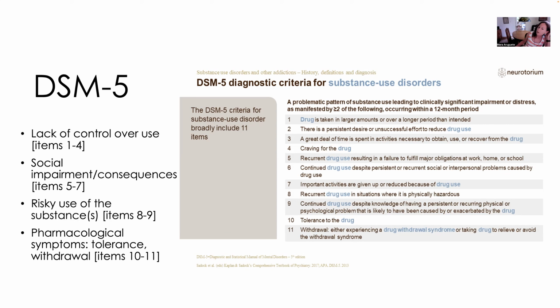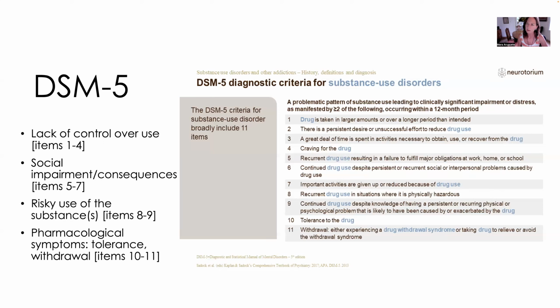So take a look at those. Those are things like, there's consequences to your life, and it's kind of screwing up your life in some ways. Risky use of substances, those are items 8 and 9, and that is, for example, physical hazards that you get involved in, maybe car accidents and stuff like that. You're doing things that are risky. And then finally, pharmacological symptoms. And those are things like tolerance and withdrawal. And those are items 10 and 11. So pause here and take a look at some of those items and how they relate.